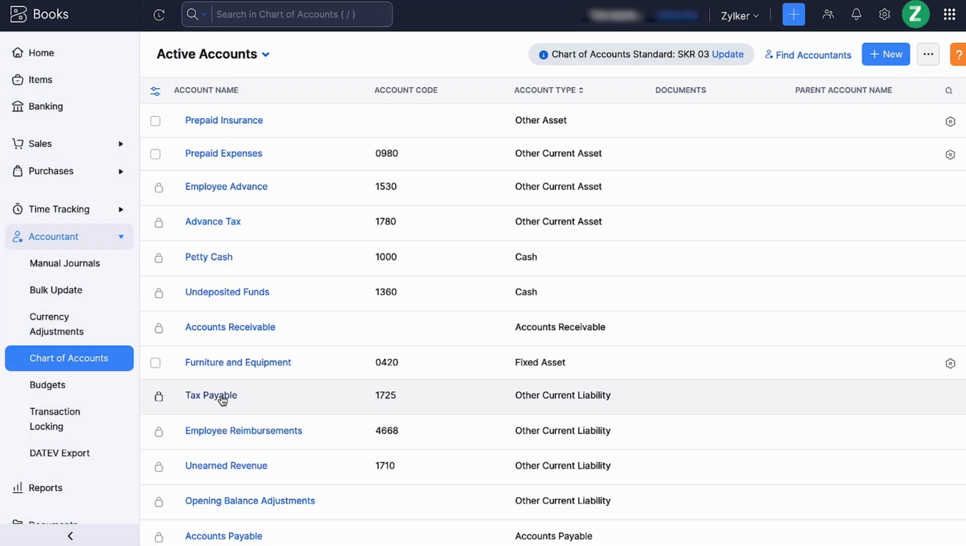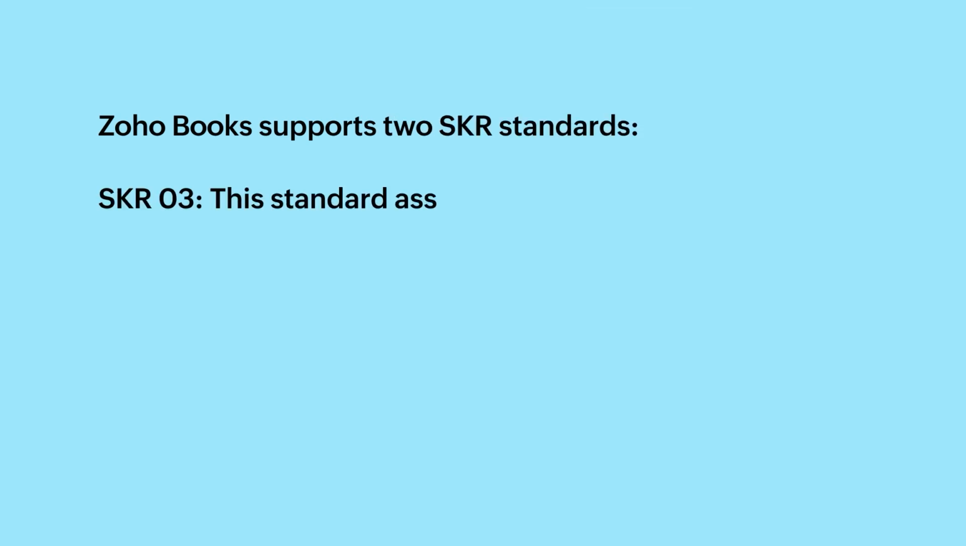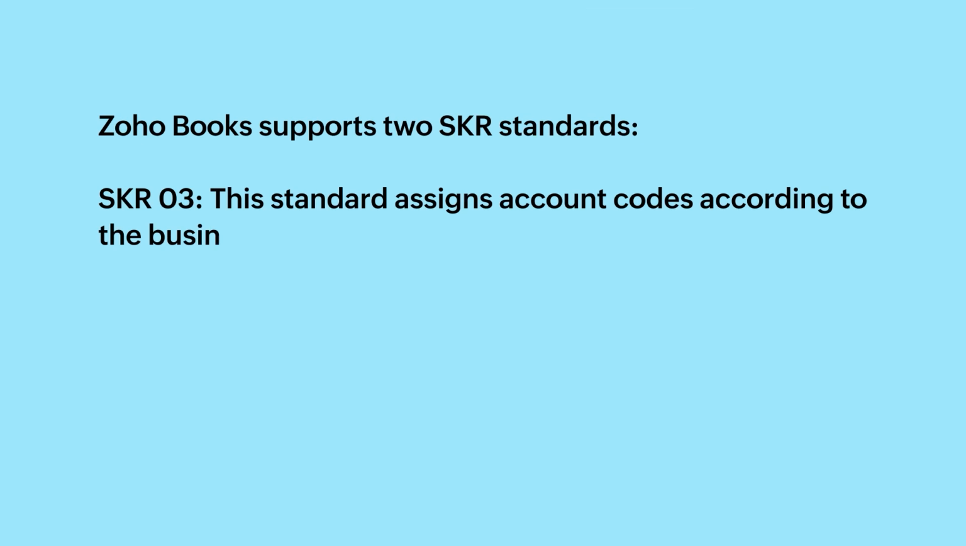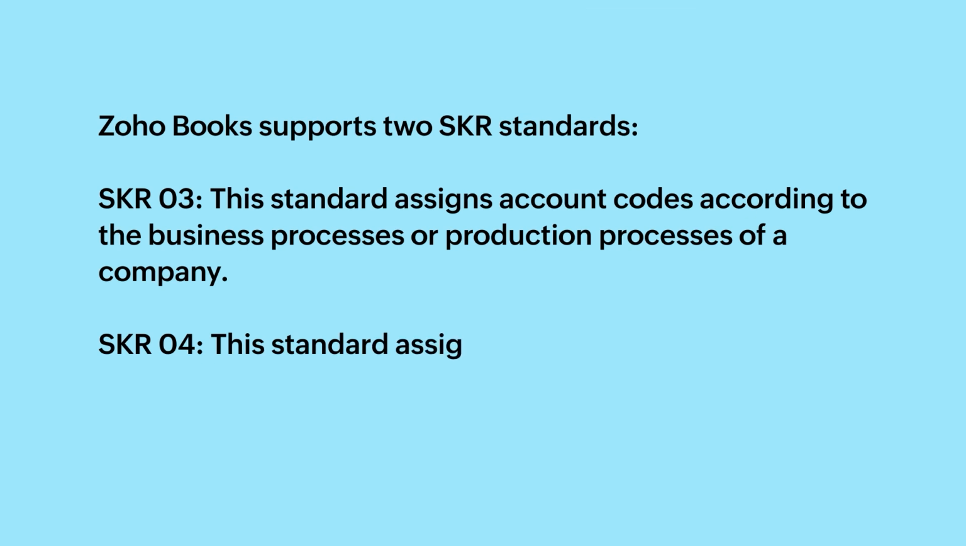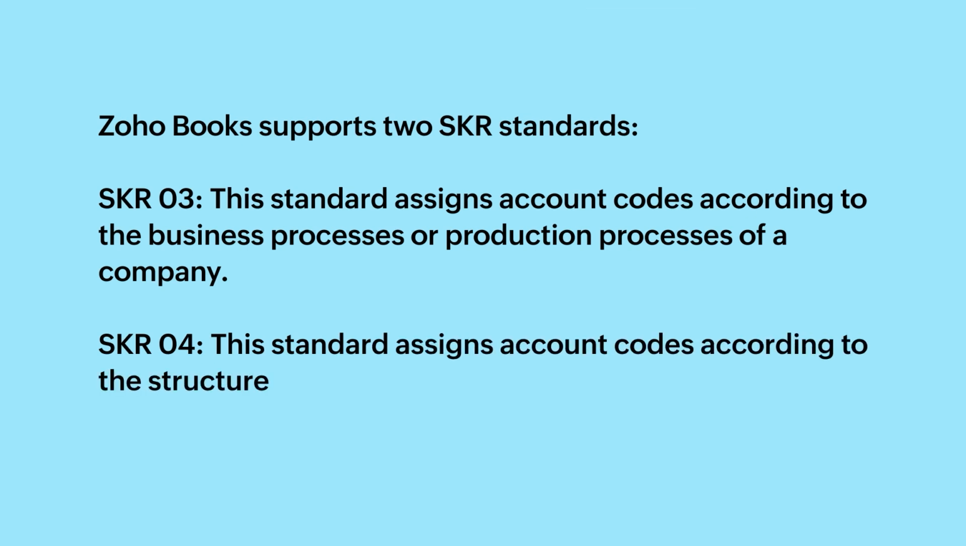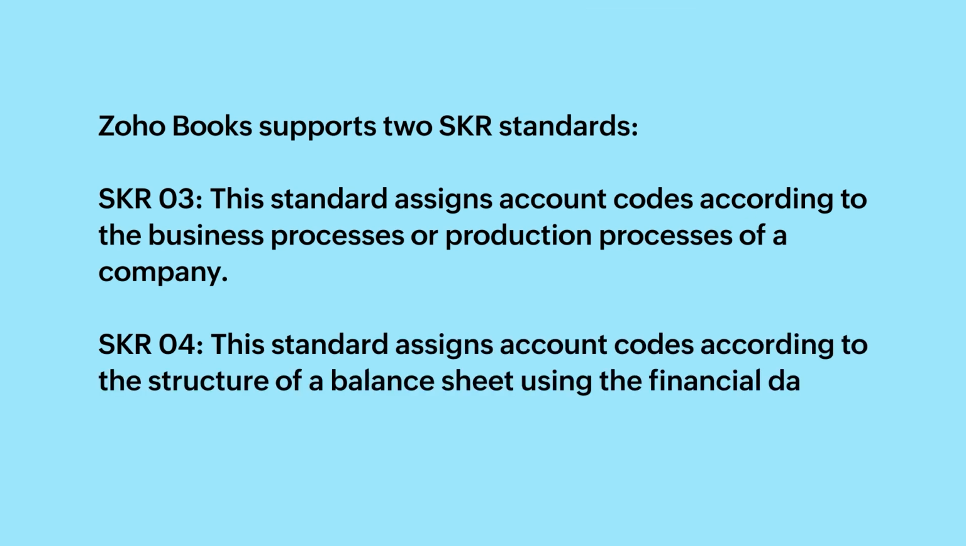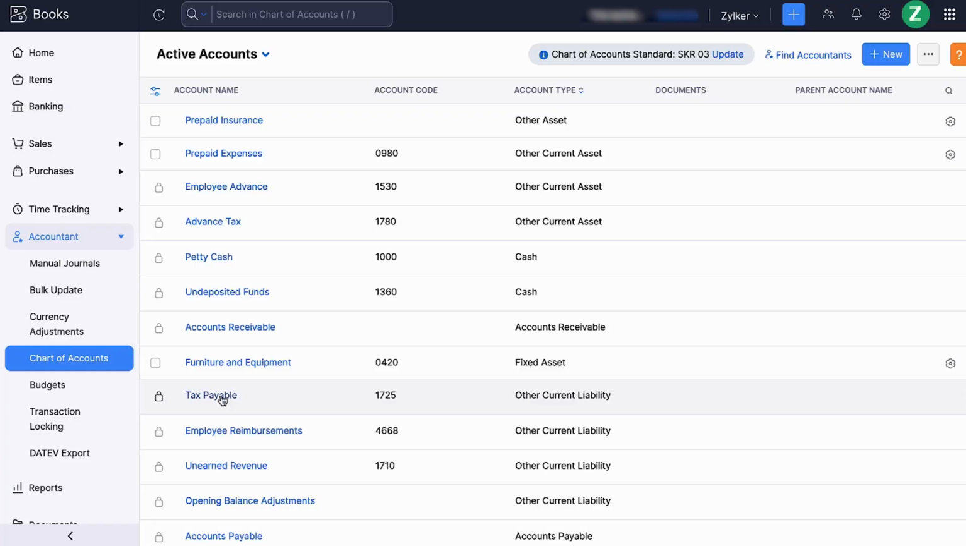Zoho Books also lets you choose SKR standards and set up account codes for your organization's chart of accounts. Zoho Books supports two SKR standards. SKR03. This standard assigns account codes according to the business process or production process of a company. SKR04. This standard assigns account codes according to the structure of a balance sheet using the financial data of a company. To update your account codes to the SKR standard, click Update here.